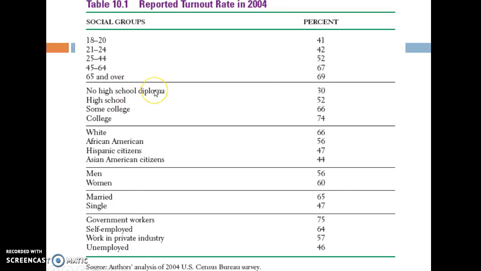No high school diploma, only about 30% vote. High school, about 50% vote. With college, 75% of them vote. So on and so forth. Women tend to vote a little bit more than men, but it's pretty even.